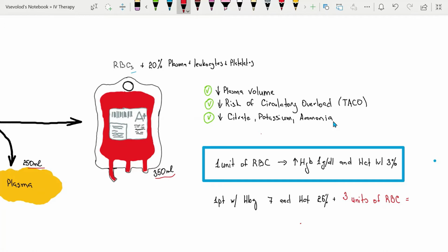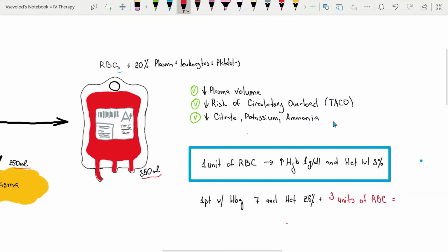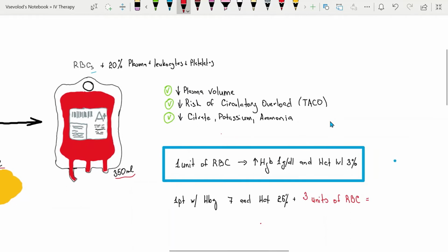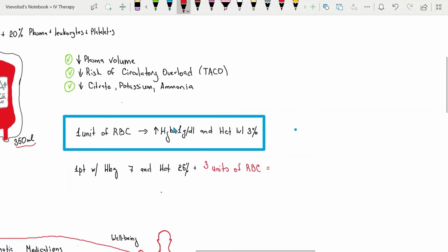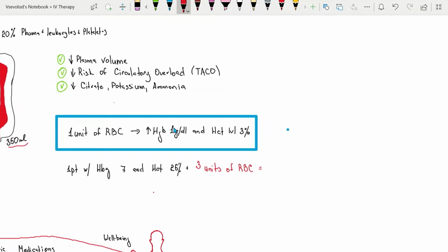It is important to mention that in a normal adult patient, 1 unit of red blood cells should raise the hemoglobin level approximately 1 gram per deciliter, and the hematocrit it will raise by 3%. And the same is true with a unit of whole blood.